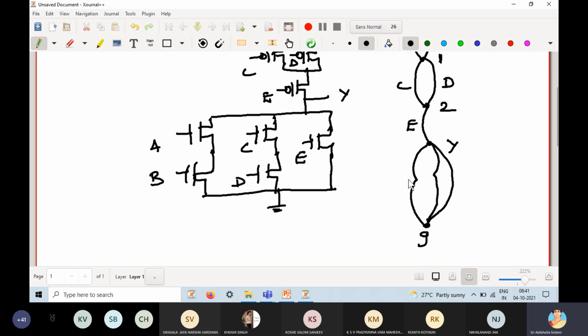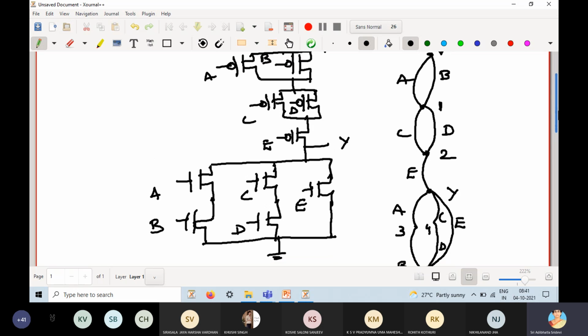So here also I can have 1 now. So this is A and this is B. Here I can have 3. This is C. This is D. Here I can have 4 and this is E. So this is the corresponding graph. Got it?